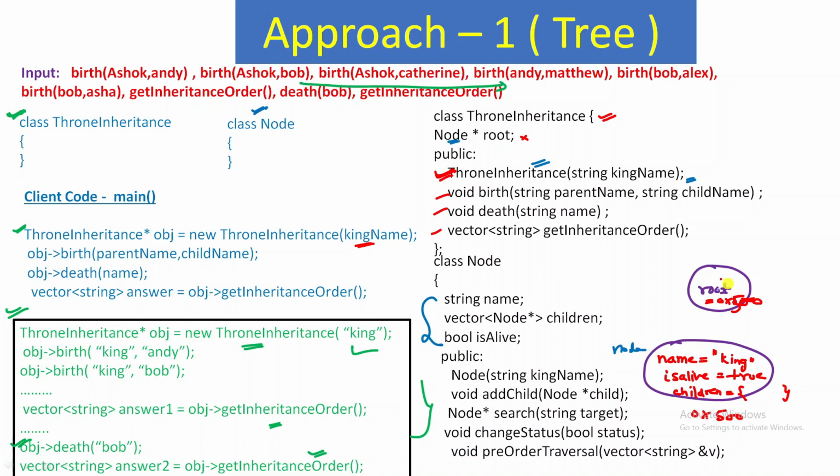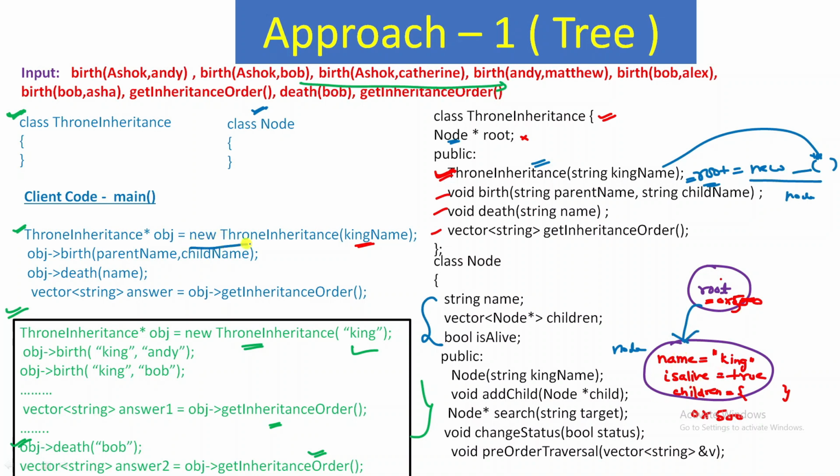And this is basically the ThroneInheritance object. This ThroneInheritance will be created and root will be there. Inside this there will be some code. I will tell you: ThroneInheritance root equal to new ThroneInheritance, and I'll show you that this king name will be passed here. So it will be creating a node, and the name of the node will be the king, alive will be true, and children will be set accordingly. Then the address of that node will be stored inside this root, so root will be storing the address of this node.